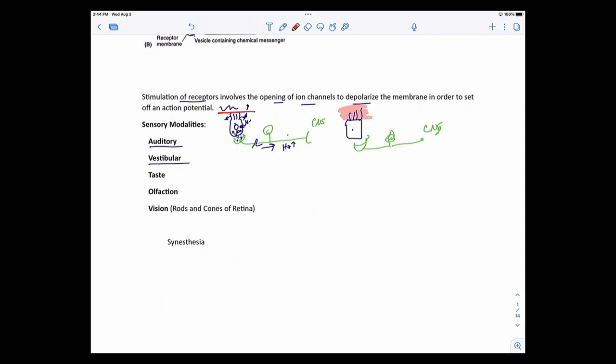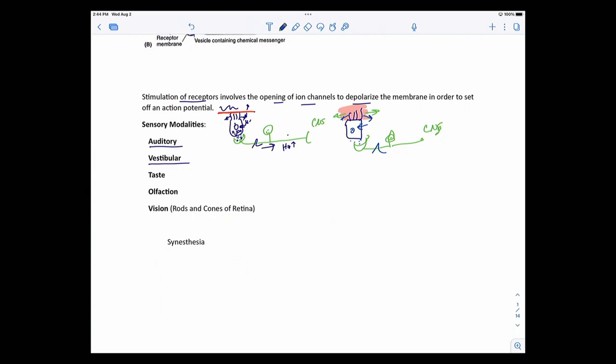And so the little processes are in the fluid, and as you are accelerating, as you're changing direction with your head, it's going to cause that fluid to shift one way or another, which in turn bends the hair cells one way or another. And then again, we're back to depolarization of the hair cell, releasing neurotransmitters, and all of a sudden I have action potentials going down that sensory neuron associated with the vestibular system.